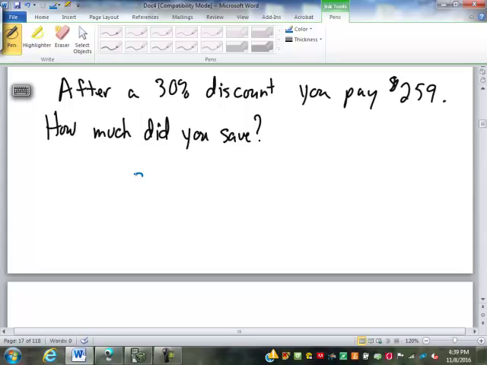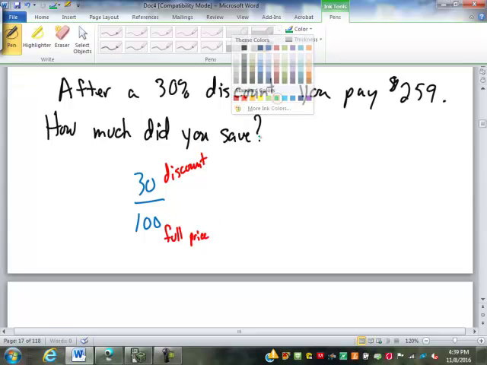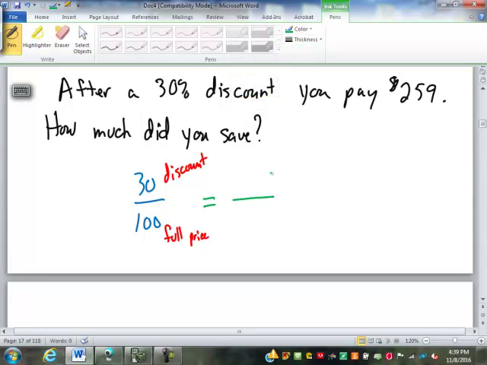So if we start with the original 30% here, 30 out of 100. 30% represents the discount. 100 represents the full price, the list price, however you want to describe it. Over here, we have the $259, and we want to know how much you saved. So on the other side, we're going to have two things, a known number and something we're looking for.